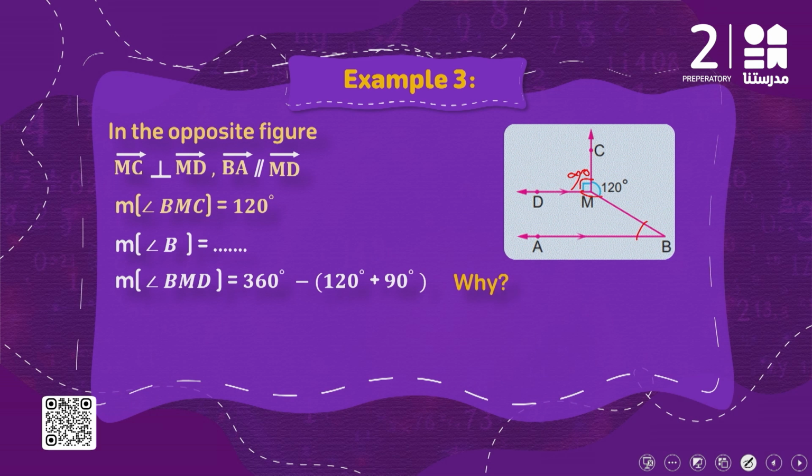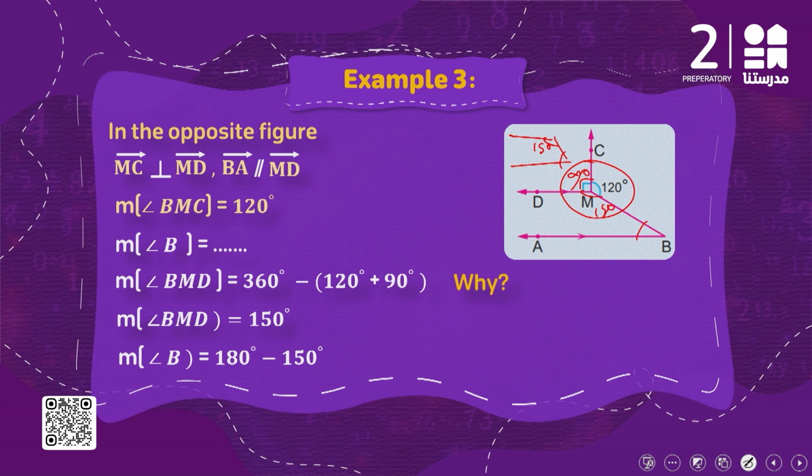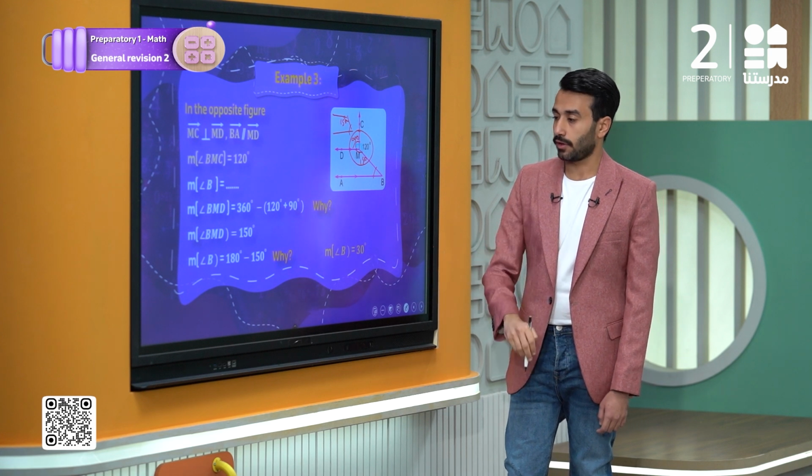But why? For sure you know that all these angles are around a point. That means total is 360. Now this angle is only 150. Can you remember if you have two angles like this one and this one, here is 150, how you can find this one? The sum of these two angles together is 180 for sure. So 180 minus 150, that means equal to 30. And this is the right answer.